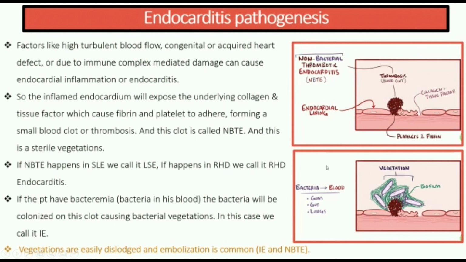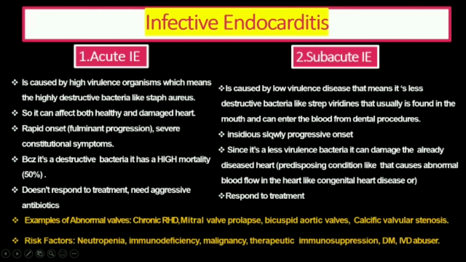So if the patient has bacteria in the blood coming from anywhere, like from the gums, gut, lungs, IV lines, catheters, and so on, these bacteria will attach to this vegetation and cause colonization, creating a non-sterile vegetation. And this vegetation, the sterile and non-sterile one, can dislodge and embolize easily and cause embolization signs and symptoms like stroke, MI, and so on. Embolization is very common in infective endocarditis and in non-bacterial thrombotic endocarditis.